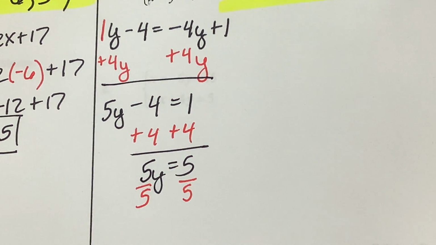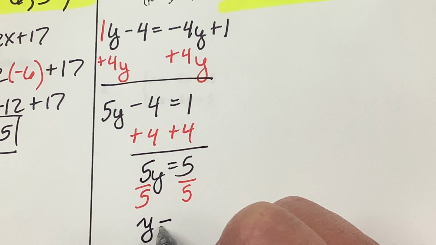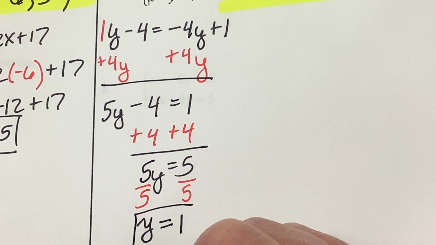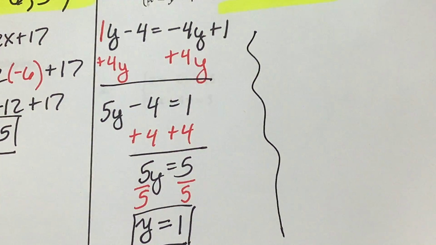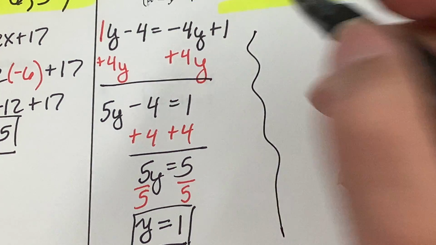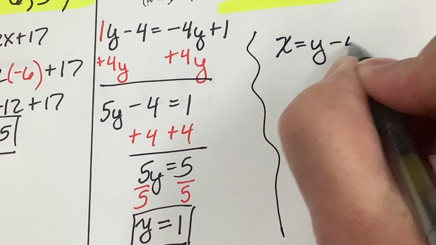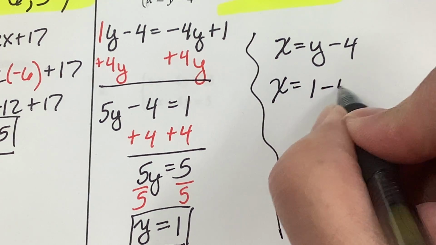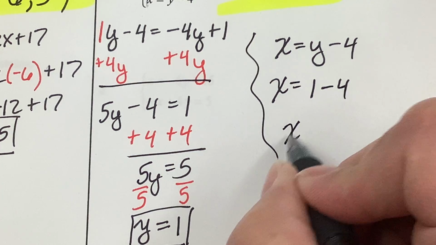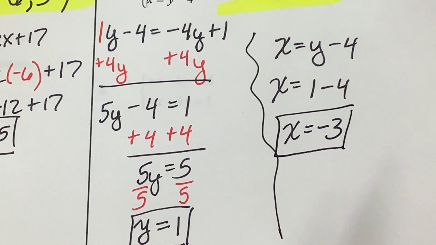And y equals 1. That will make my life very easy. So now I have to find an x. It doesn't matter which one I use, so I'm going to use the second one. x equals y minus 4. x equals 1 minus 4. x equals negative 3. Now here's the important part.